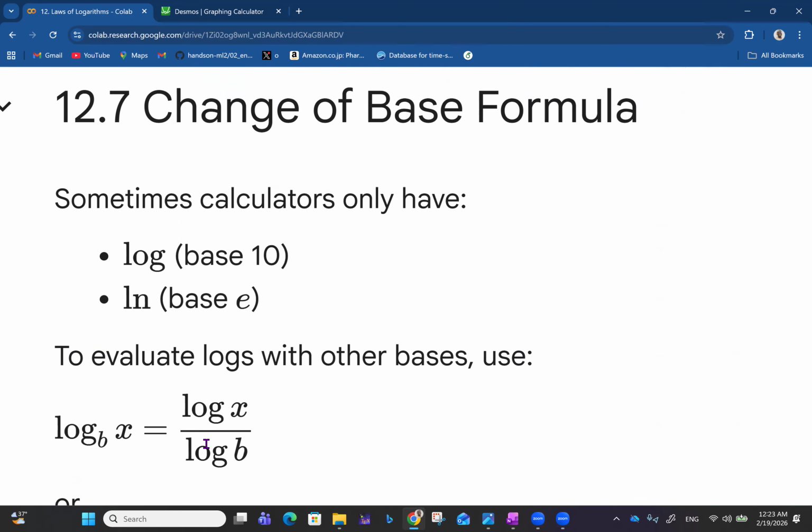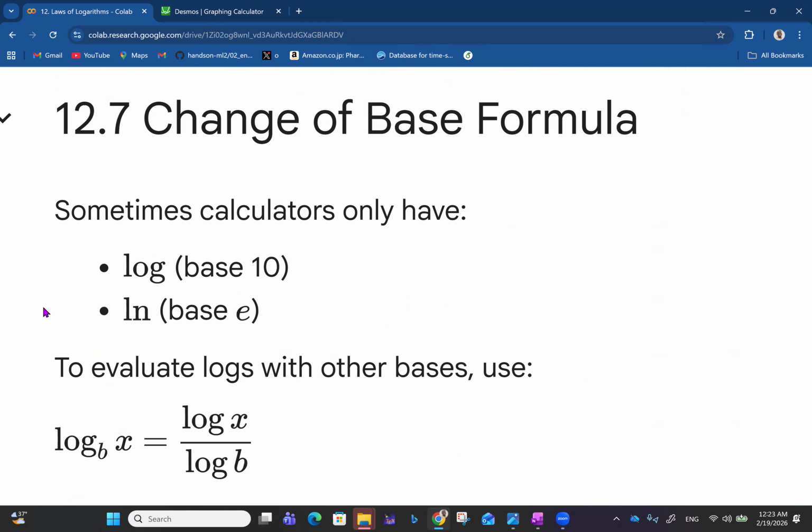So we can also do change of base, right? Now, in the last video, we discovered that there are two popular types of logarithm. We have the common logarithm, that's log to base 10, and there's the natural logarithm or Napierian logarithm, that's log to base e. Sometimes calculators only have log, that's base 10, and ln, base e. So how do you now evaluate logs with other bases?